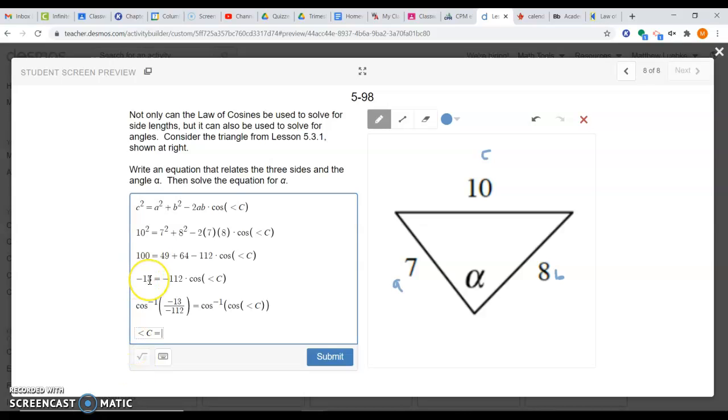And then I have the cosine inverse of negative 13. So the cosine, oops, got to use my inverse button, cosine inverse of negative 13 divided by negative 112. And I have 83.33. 83.33, and that would be how many degrees your angle C is right there. So we found out what our alpha was. It's our angle C.